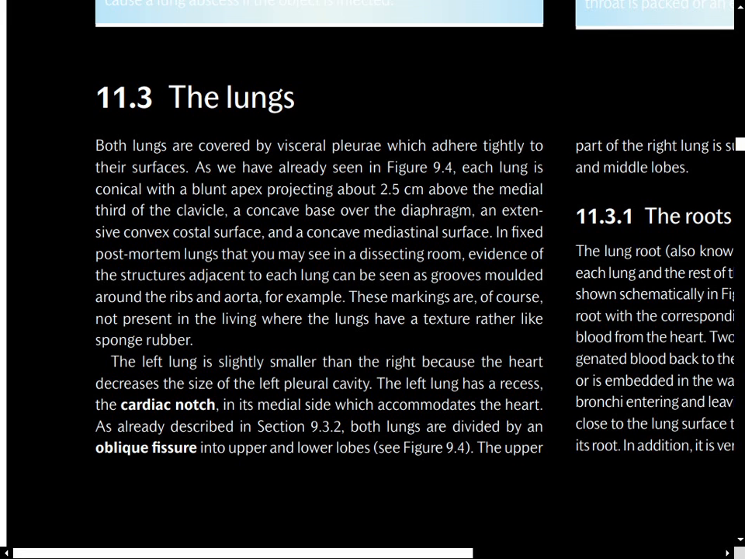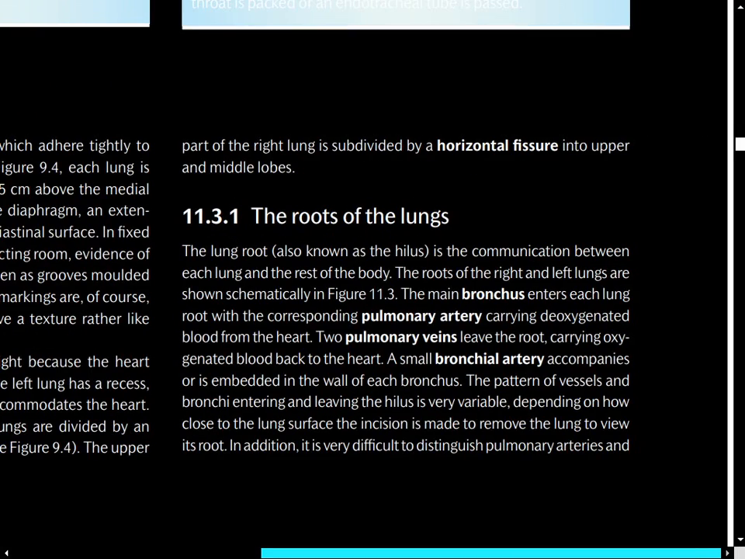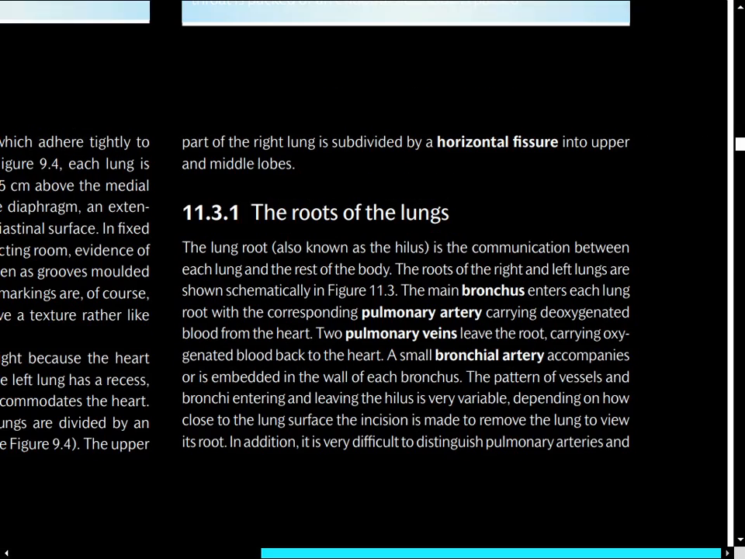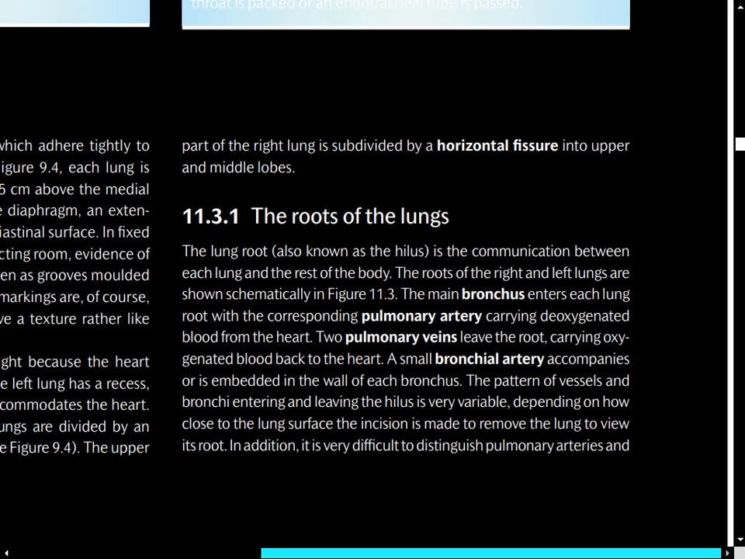As already described in the previous section, both lungs are divided by an oblique fissure into upper and lower lobes. The upper part of the right lung is subdivided by a horizontal fissure into upper and middle lobes. The root of the lungs. The lung root, also known as the hilum, is the communication between each lung and the rest of the body. The roots of the right and left lungs are shown schematically.